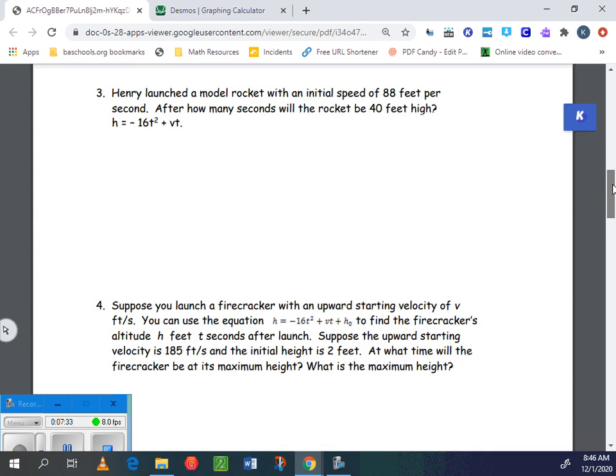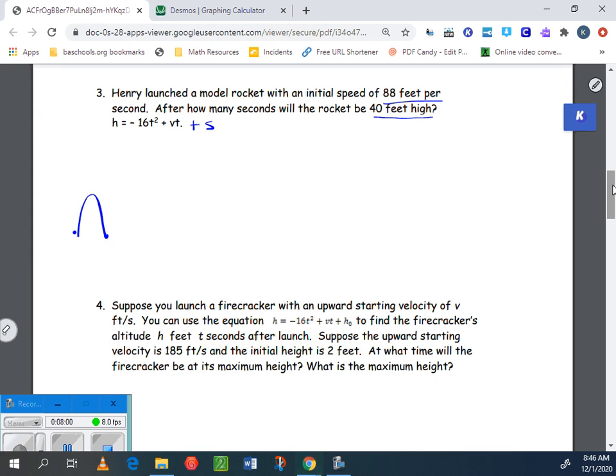All right, next problem. Henry launched a model rocket with an initial speed of 88 feet per second. So there's our 88 feet per second. There's our velocity. After how many seconds will the rocket be 40 feet high? So that's what we're asking this time. So notice I don't have an initial starting height. So that means that the rocket was on the ground. So the starting height is 0. And then we're going to go up and down.